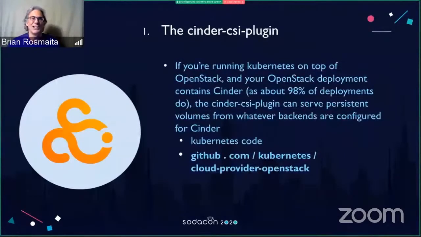All right, so there's the cinder-csi plugin. If you're running Kubernetes on top of OpenStack, and your OpenStack deployment contains Cinder, as about 98% of deployments do, the cinder-csi plugin can serve persistent volumes from whatever backends are configured for Cinder. That's Kubernetes code, and if you go to the Kubernetes space in github.com, you can see the cloud provider OpenStack plugin.